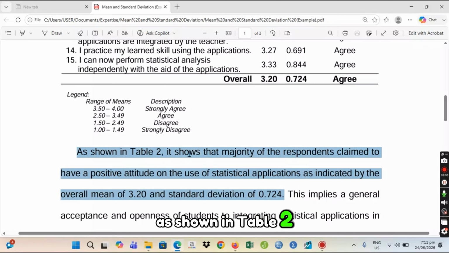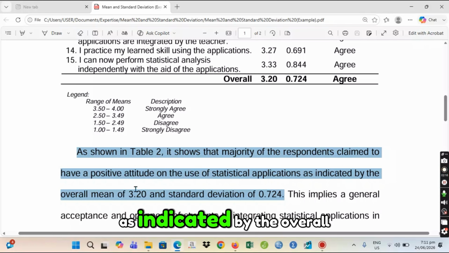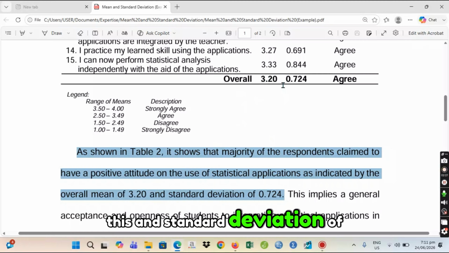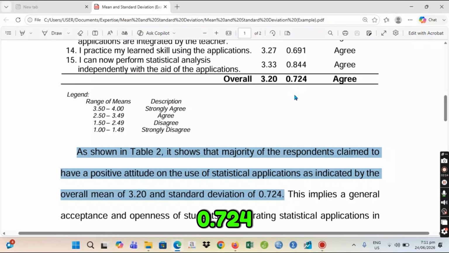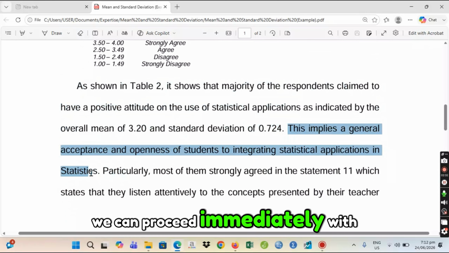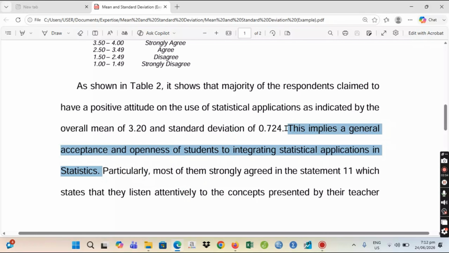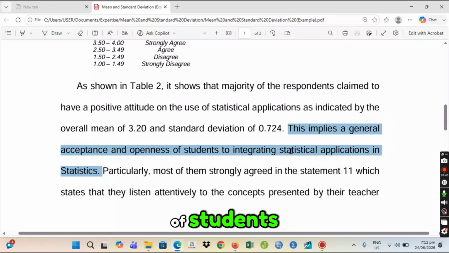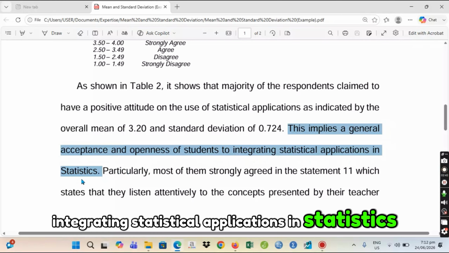As shown in table 2, it shows that the majority of the respondents claimed to have a positive attitude on the use of statistical applications as indicated by the overall mean of 3.20 and standard deviation of 0.724. So after stating the overall result, we can proceed immediately with the implication. This implies a general acceptance and openness of students to integrating statistical applications in statistics.